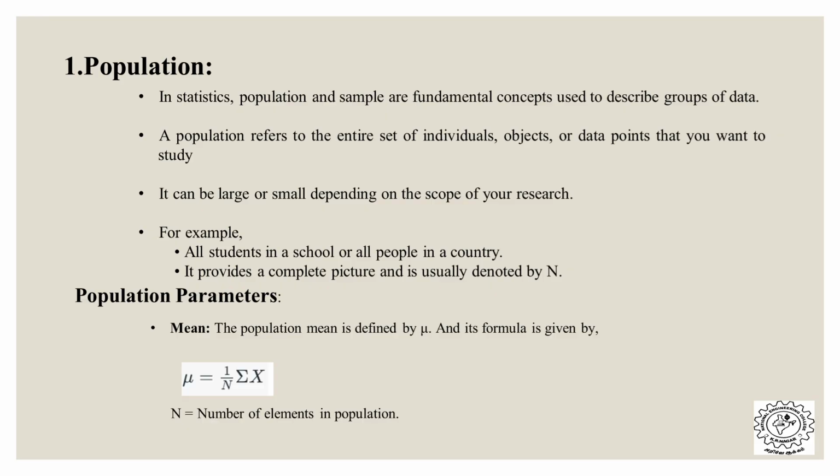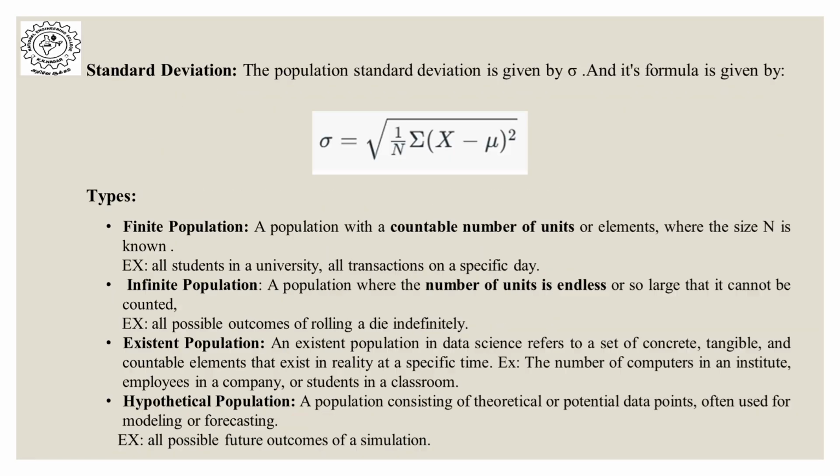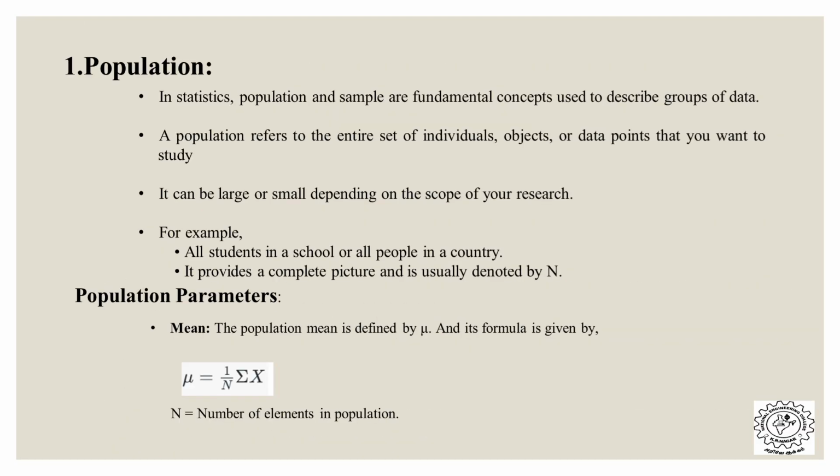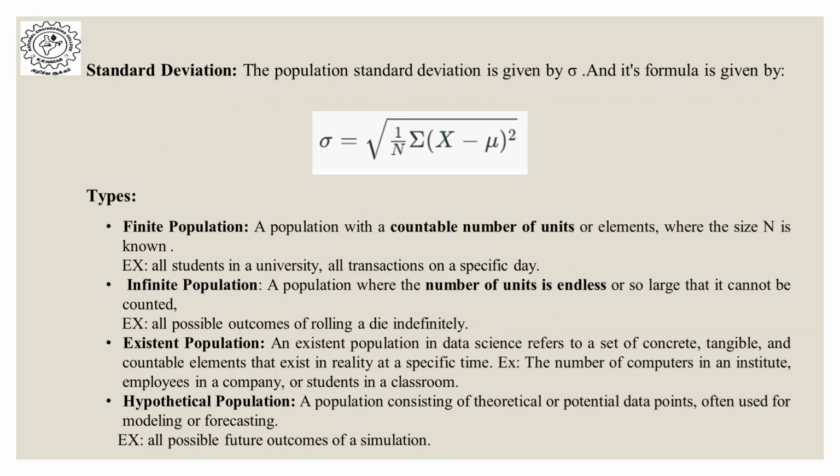Moreover, the main parameters of a population are the mean and standard deviation. We calculate the mean using the formula mu equals 1 by N summation of x, where N is the number of elements in the population. Similarly, the standard deviation is sigma, the square root of 1 by N summation of (x minus mu) the whole square.